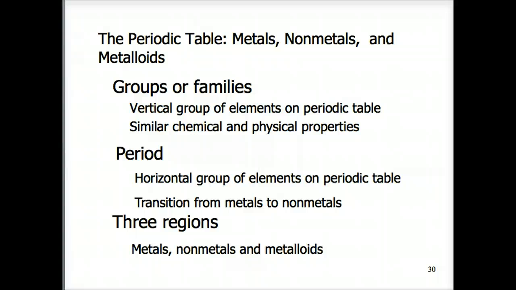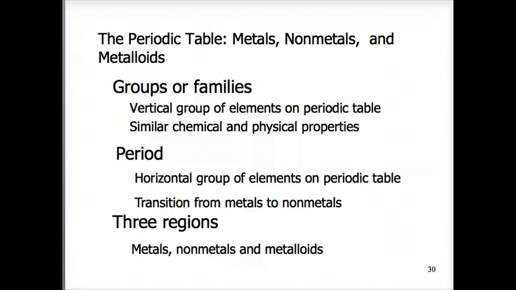The periodic table is arranged into metals, nonmetals, and metalloids. Remember, there are groups or families. Groups are the vertical groups of elements on the periodic table, running 1 through 18. They have similar chemical and physical properties if they are in the same group. The periods run horizontally 1 through 7. They represent the transitions from the metals on the left to the nonmetals on the right. And then there are 3 regions: metals, nonmetals, and metalloids.